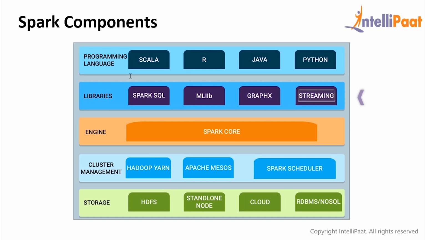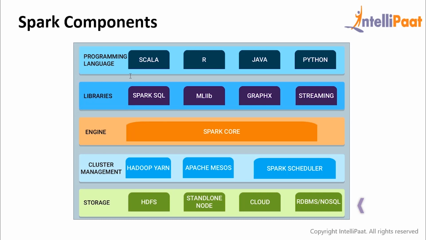Then we have the Spark Streaming component, which allows us to perform batch processing and streaming of the data in the applications. And since Spark is polyglot, it can be implemented in Scala, R, Python and Java. However, Scala is the widely used language. And when it comes to storage, we can store data over HDFS, the local file system and cloud. It also supports SQL and NoSQL databases.